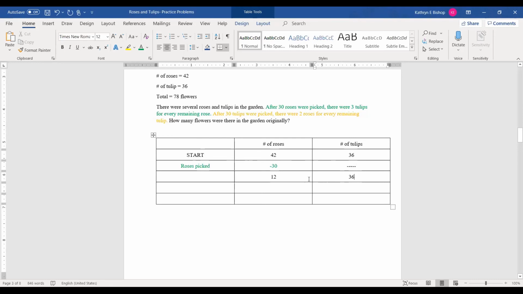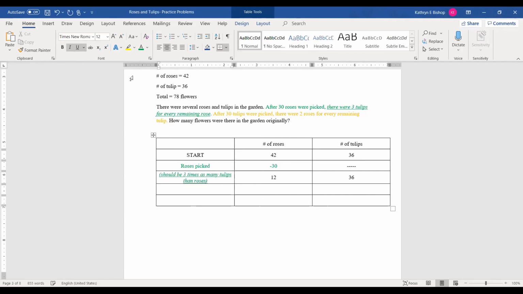And to check if this part is correct, I can look here at this section of the sentence. And this says there were 3 tulips for every remaining rose, meaning there should be 3 times as many tulips than roses, which is the case here. 12 times 3 is 36. There are 3 times as many tulips. So now I can move on to my next sentence, which is in orange.